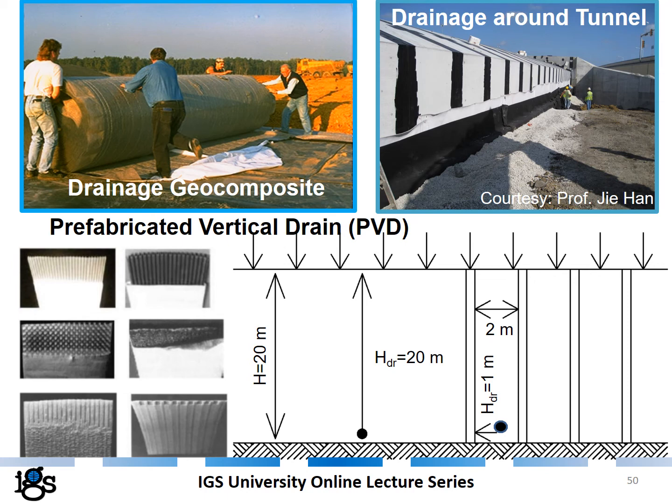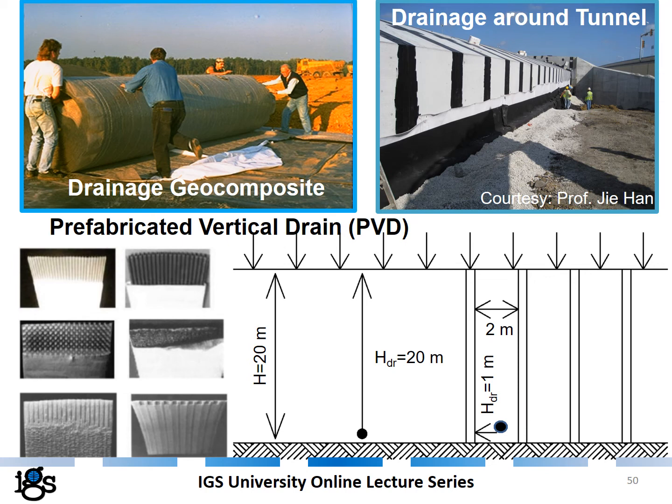In this picture, you see a drainage geocomposite being rolled out. As you can see, they are very easy to install. And here you see these drainage materials having been placed around the tunnel. A very common drainage geocomposite is the so-called prefabricated vertical drains. They come typically in a width of 10 centimeters and a thickness of less than 1 centimeter. They are easily installed into the soft soils.